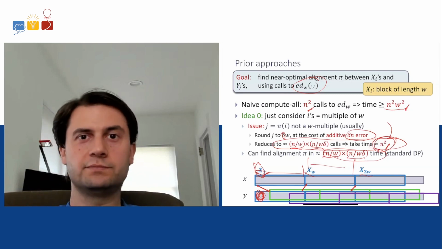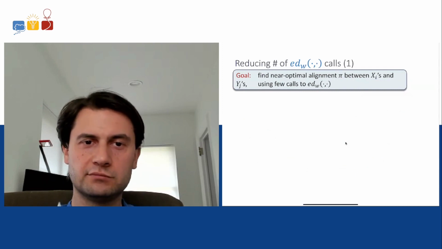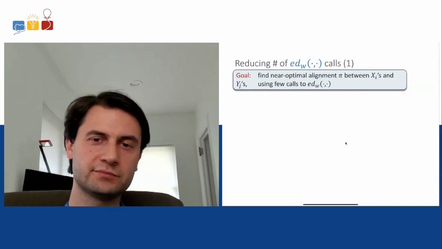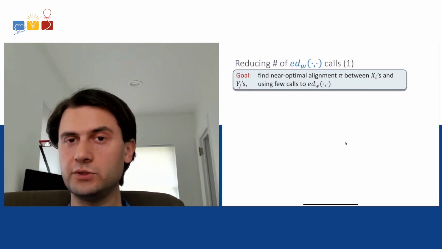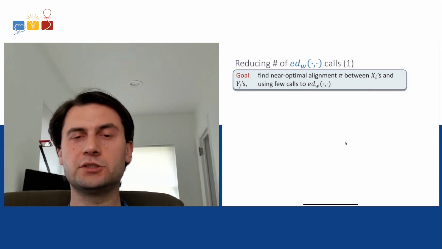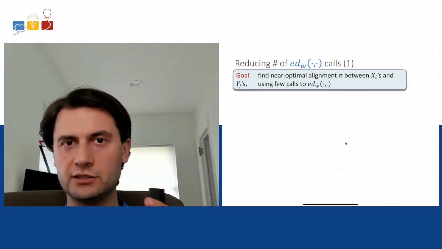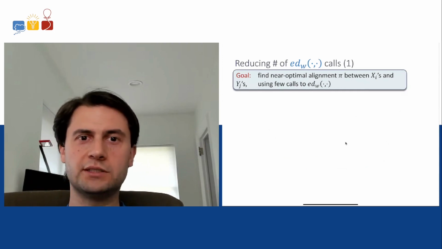Okay, so how do we reduce the runtime even further? Again, the goal is to reduce the number of edit distance calls between all xi's and yj's. And this is where the approximation will start. All the previous things that I mentioned have some losses, but they can all be kind of small, something like 1 plus epsilon. This is where the actual approximation comes in.